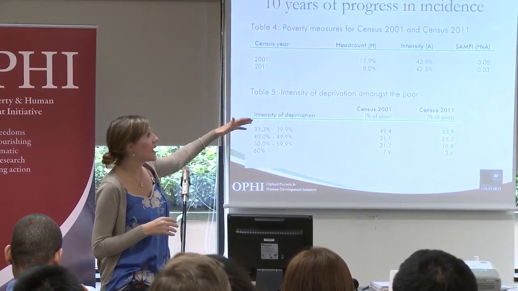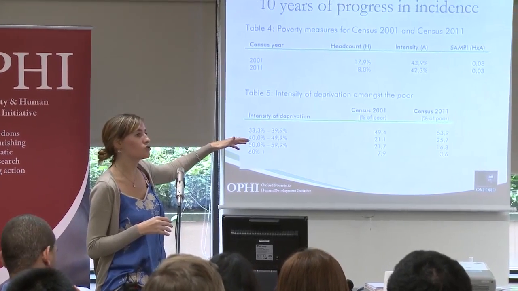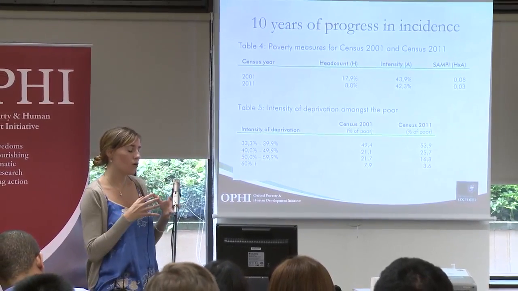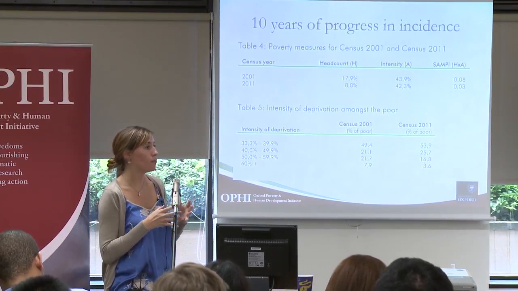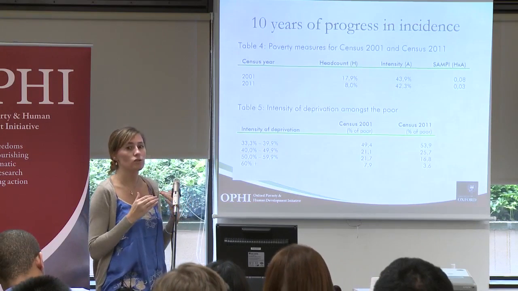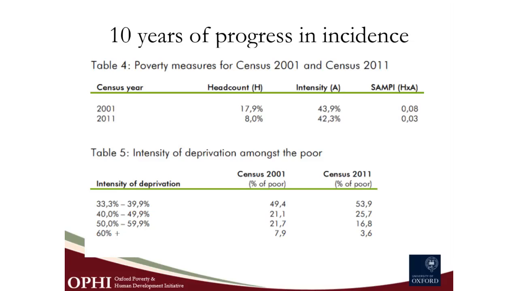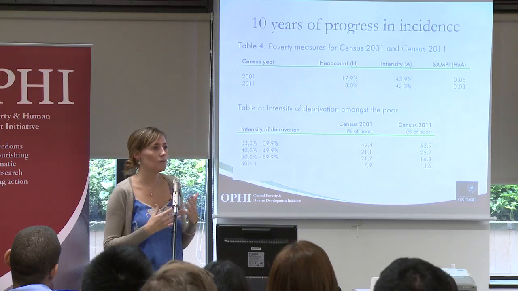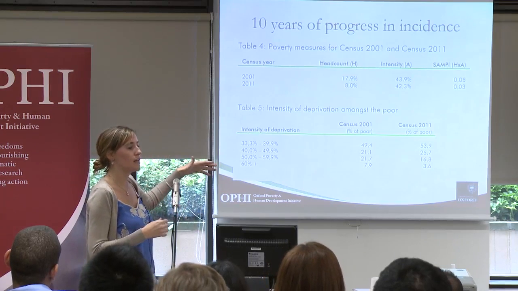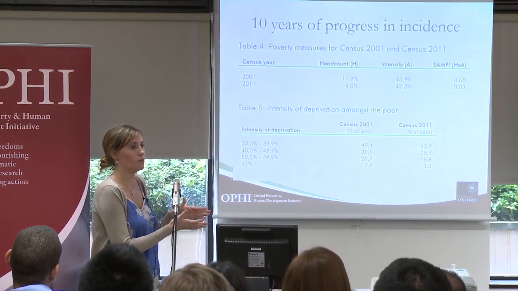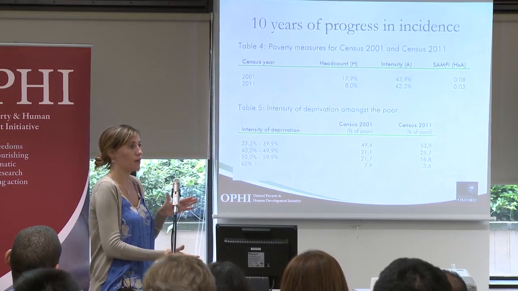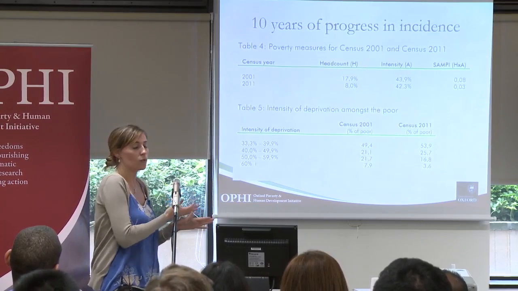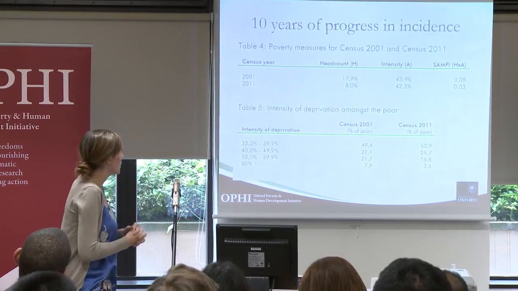But the intensity, A, hasn't changed all that much. That is, the proportion of deprivations that are experienced on average by those who are poor remained barely unchanged. It did decrease, but only by 1.6 percentage points, so it's quite clear from these figures that the reduction in overall poverty was driven basically by people that left poverty, people that were poor before and now were able to be non-poor.